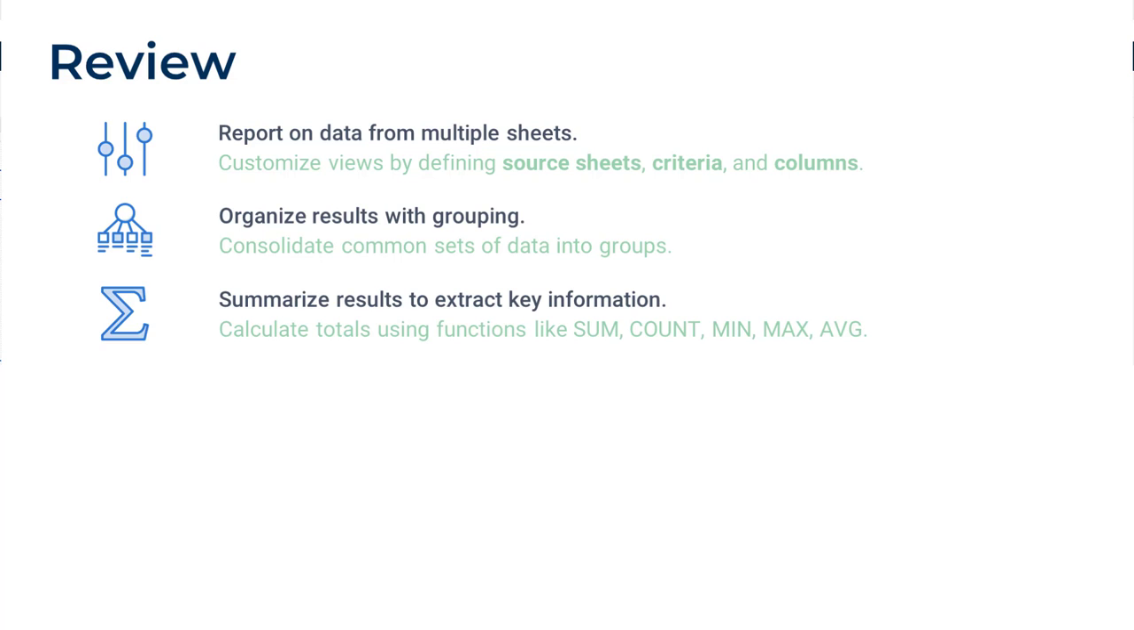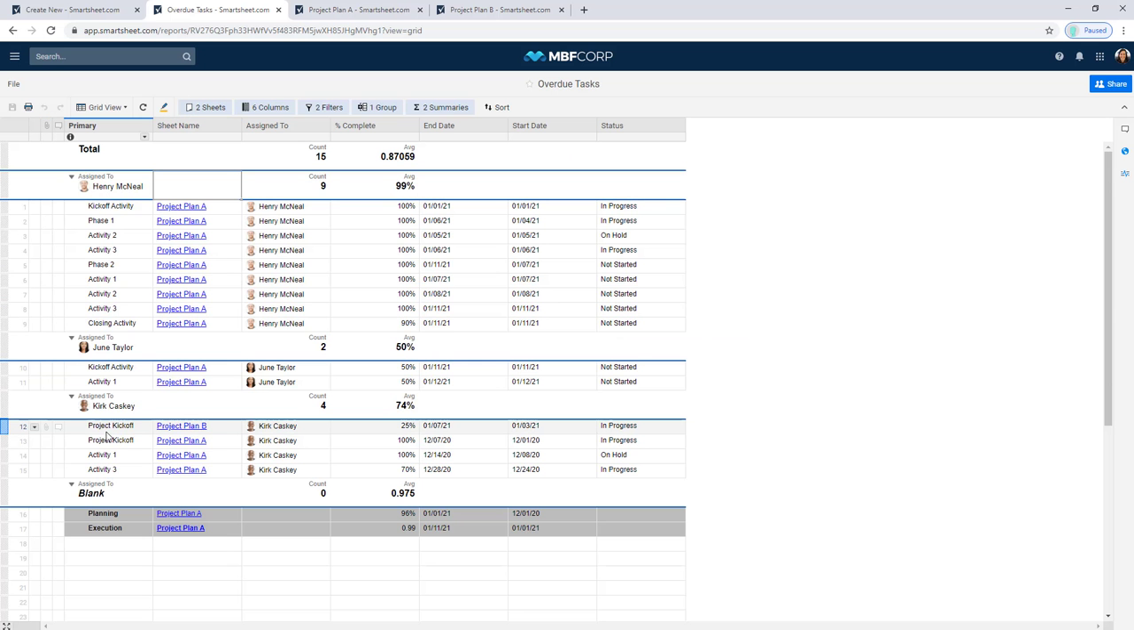And one additional capability with reports is really the fact that they're real-time and they're bi-directional. So what that means is reports are not just a great way to have a view of the work that you're doing, they're also a great way to collaborate and update information in these underlying sheets. For example, you'll notice at the bottom of our report here that I have tasks that are showing as assigned to blank, and they're both in our Project Plan A sheet.